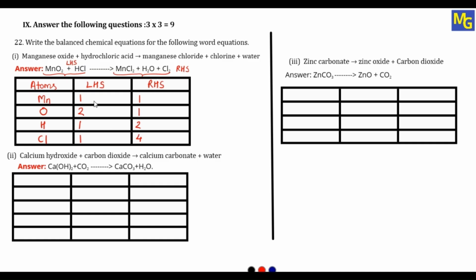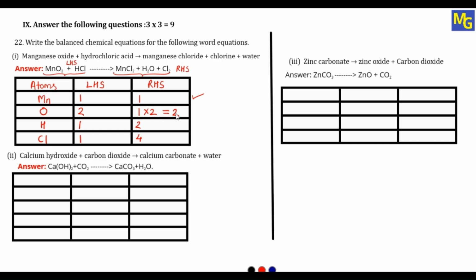Here if you see, Mn is balanced on both sides, and oxygen is not balanced, hydrogen also is not balanced, and even Cl is not balanced. So we have to start balancing. Mn we will not balance because it is already balanced. We'll go for oxygen. On the left hand side we have 2 oxygen, right hand side we have 1 oxygen. So we can convert this 1 into 2 by multiplying with 2. So 1 into 2 is equal to 2. Like this we have made oxygen equal on the left hand side as well as the right hand side.